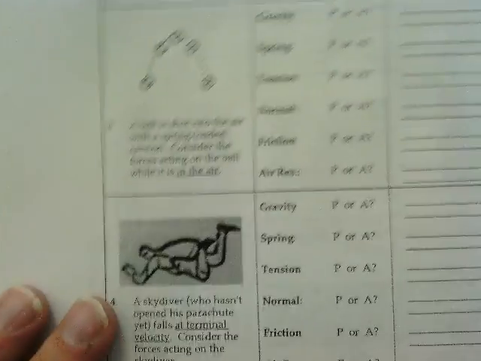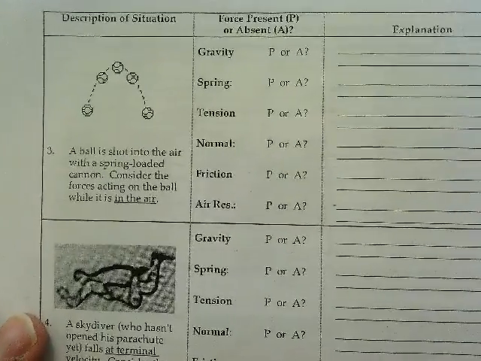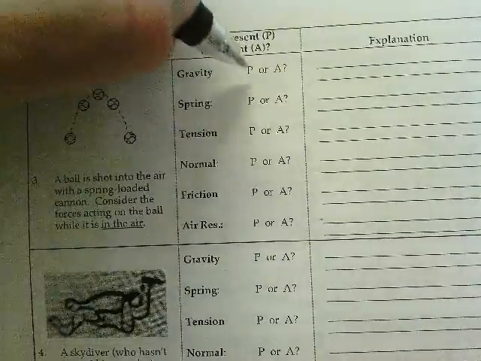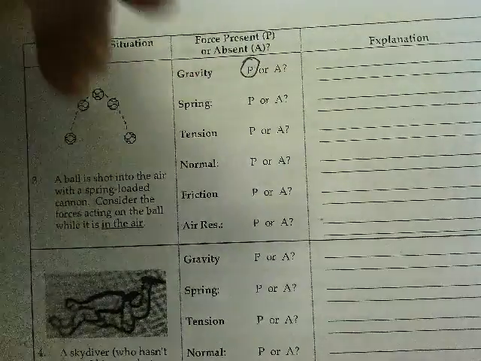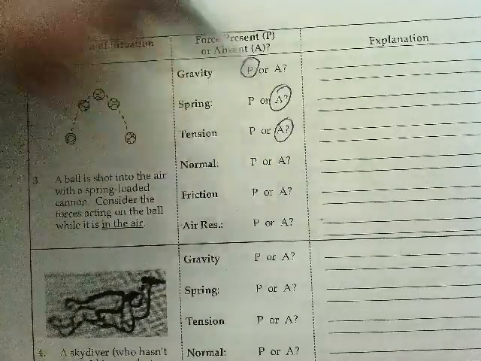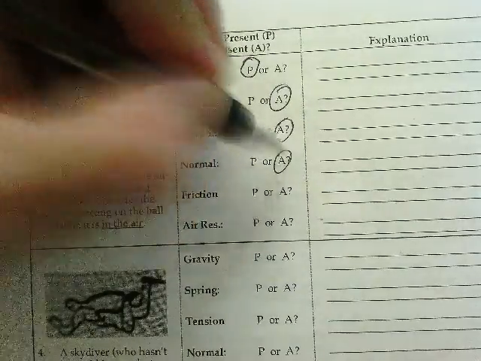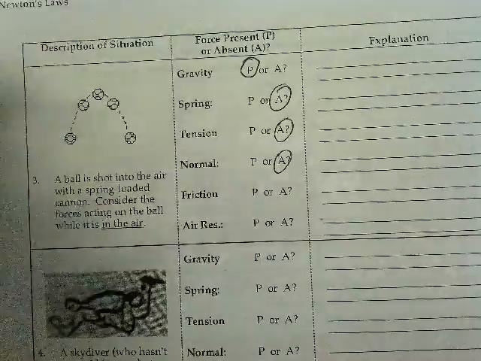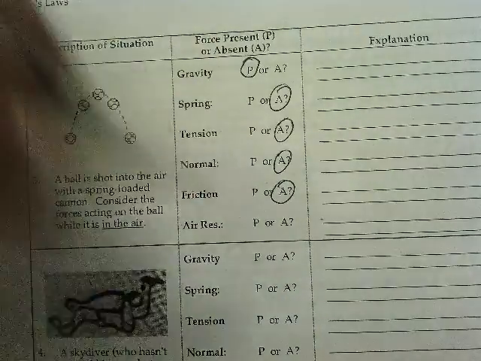All right, ball thrown into the air. Of course, it's in the air, so gravity is present. There's no spring involved. It's not hanging from anything. It's not leaning against something, so there's no friction because it's not sliding, but there is air resistance.